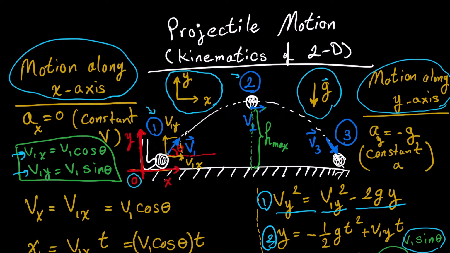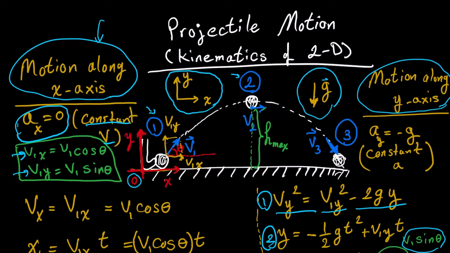Along the x-axis, on the other hand, remember, one of the assumptions we're making here is ignoring air resistance and air drag. If we do so, then we experience a constant velocity motion along the x-axis. The acceleration along the x-axis is zero, right? Ignoring air resistance, which can be neglected in such a problem.